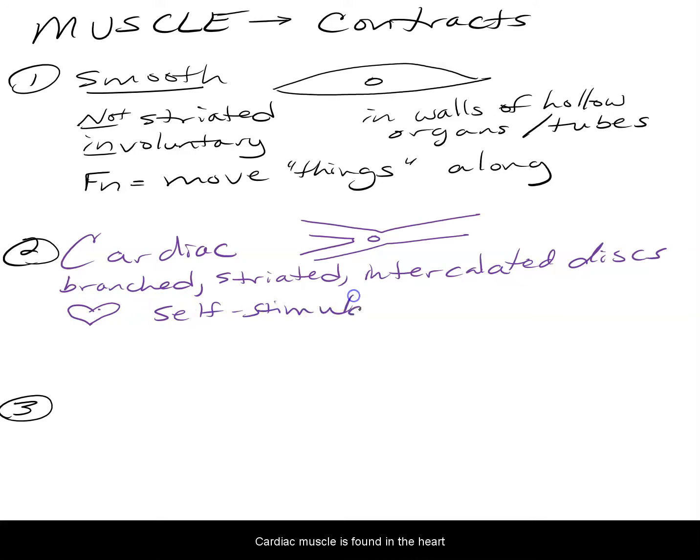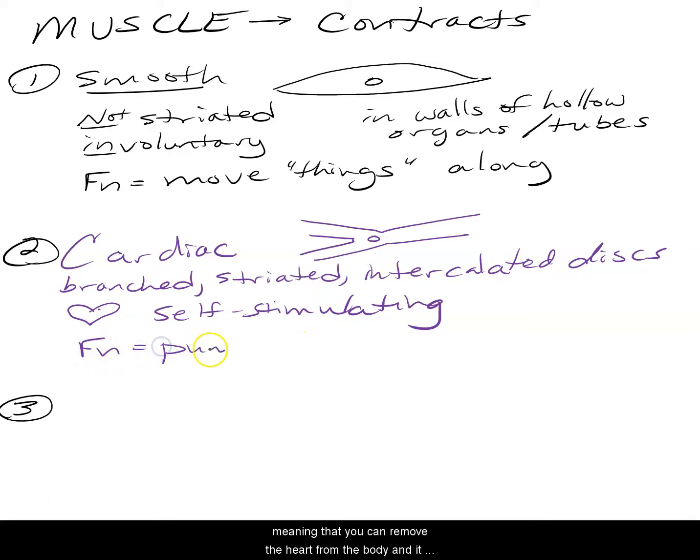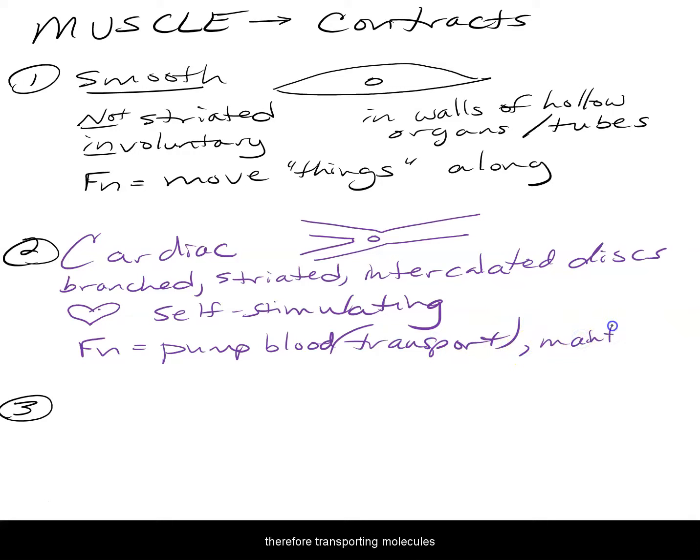Cardiac muscle is found in the heart, and it is also self-stimulating, meaning that you can remove the heart from the body and it will continue to beat for a period of time. The function of the cardiac muscle is to pump blood, therefore transporting molecules and substances around the body, and also to help maintain blood pressure.